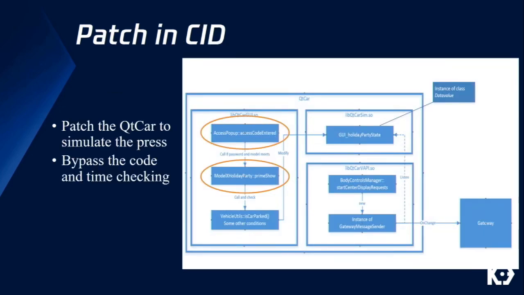In the CID, Tesla uses Qt core, and in Qt core, it will do some checks. The first check is about the time. It will make sure the time is after Christmas Day, and it will also check the passcode. You should input the right code, and the Qt core will check it. You should bypass these two checks, and you should also use some hooking techniques to simulate the user press in the Qt core. So that's a very large reverse engineering job.